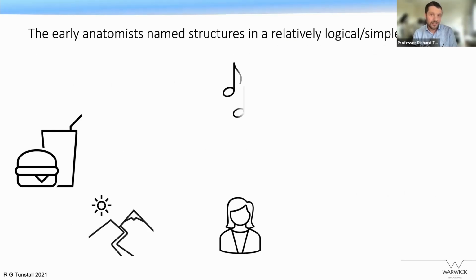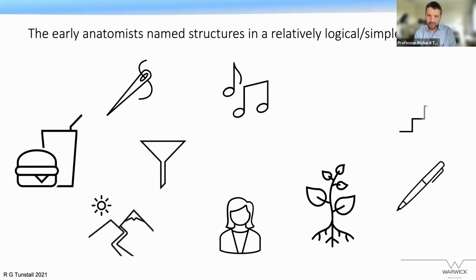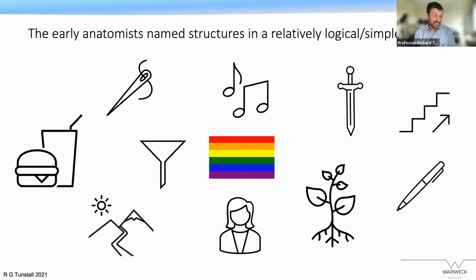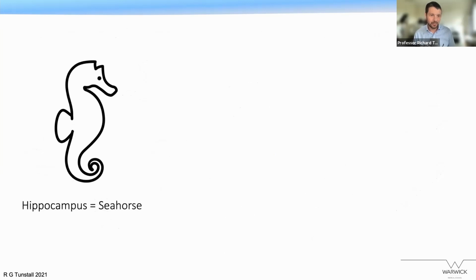Now, the early anatomists named structures in a relatively logical and simple manner. You're not going to think this when you start studying anatomy, but they did. They named structures according to foods. If they looked the same as a certain food that the anatomist ate, that's how they got named. Some structures were named according to their resemblance to a kitchen item, architecture, landscape, a person, a job, a plant, a pen, or even color. So you will see this throughout anatomical naming. And you might not believe it at this stage, but let's look at some examples.